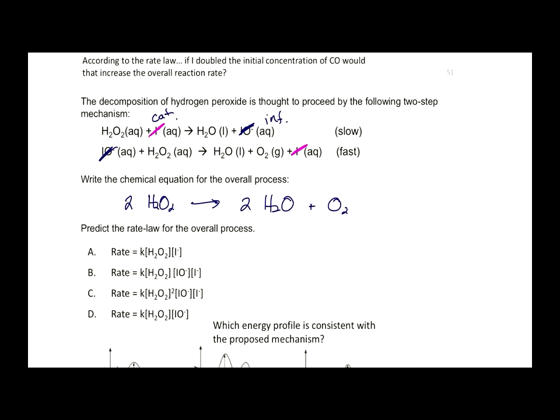All right, so without doing much work, what is the rate law for this process? A, B, C, or D? A. Why is it A? The slow step always determines your rate law. Slow step always determines your rate law. Right? Okay.